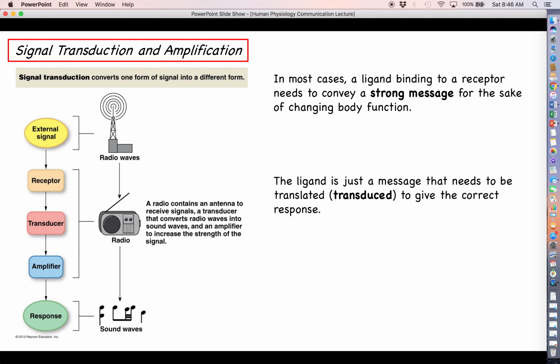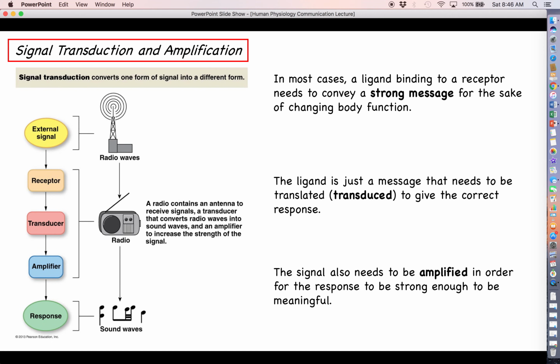So the idea here, like we've said, is that the ligand is just a message. It is a message that needs to be read and translated so that we can give the appropriate response. We do not want to misinterpret that message, and even if we do correctly interpret that message, we need that message to be strong enough. We need that message to be amplified.